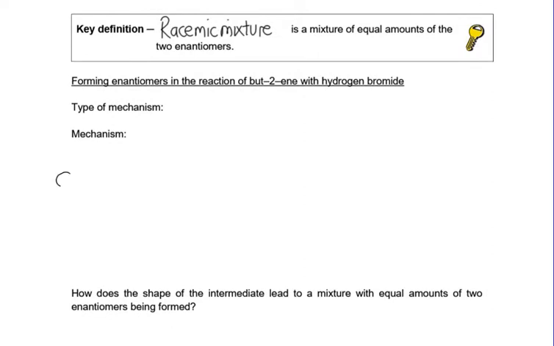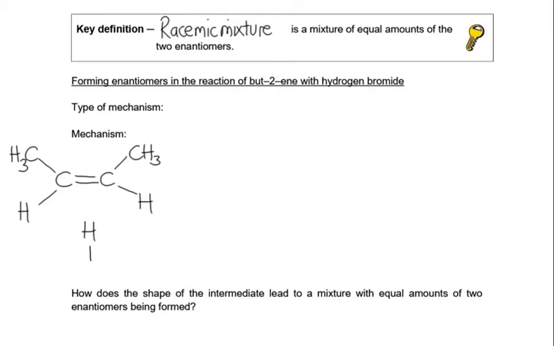Let's draw out butene. So "but" means 4 and "2-ene" means the double bond is on number 2. So I'm just going to draw it with its shape. I like to draw things with their shape. I've drawn the Z version. It doesn't matter whether you draw the E or the Z. I'm going to react it with hydrogen bromide.